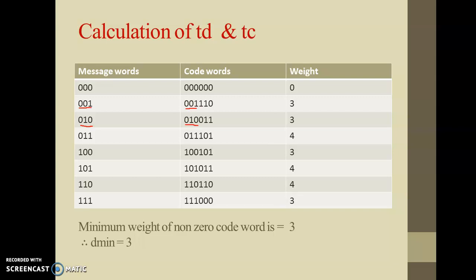Why do we need the weight? Because we want to find the minimum distance, and for a linear block code, minimum distance is nothing but the minimum weight of any non-zero code word. So you have to exclude the first row, that is the all zero code word, and find the minimum value of weight that you have. So 3 is the value, so D min is equal to 3.